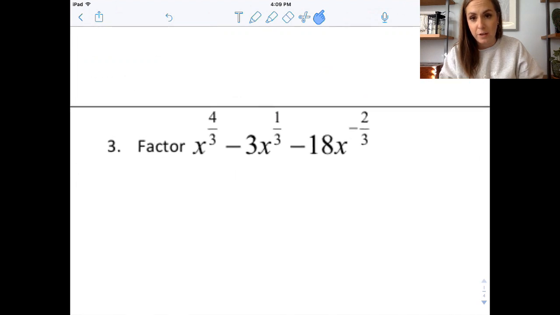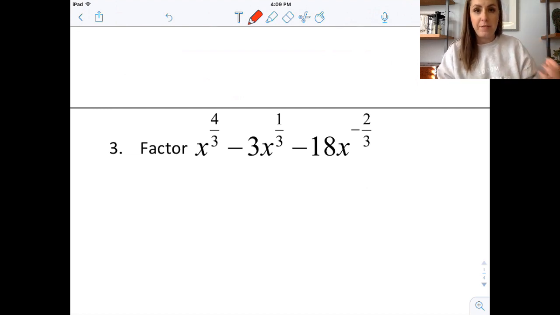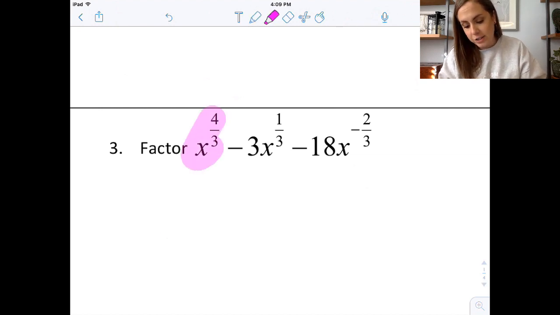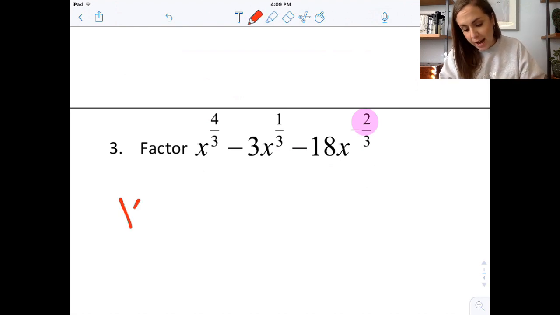So here's the next one, factoring with fractional or negative exponents. When you're factoring out a greatest common factor, remember that your greatest common factor should always be your lowest exponent of that term. So in this case, I've got x to the 4/3, x to the 1/3, and x to the negative 2/3. All of those have the same base, but this is my lowest exponent. So that's what I'm going to factor out. So I'm going to factor out an x to the negative 2/3.